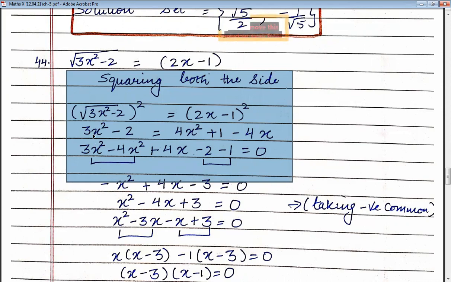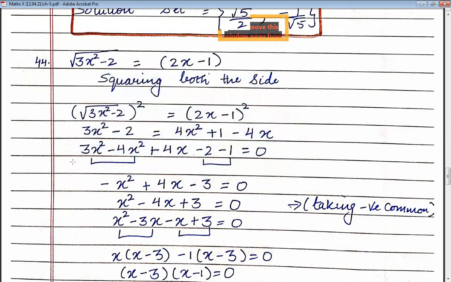Now the square root and square will cancel on the left hand side. It will become 3x square minus 2, which is equal to, here you will apply your identity a minus b whole square. It will become 4x square plus 1 minus 4x. Now children, let's bring the like terms together, and after simplification you will get your quadratic equation as x square minus 4x plus 3 is equal to 0.